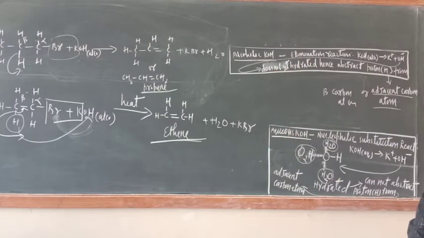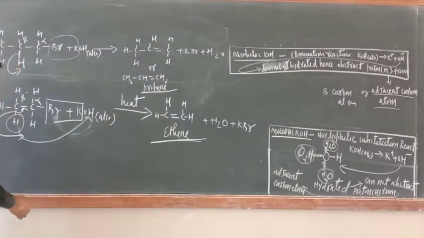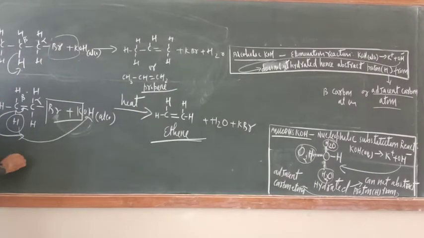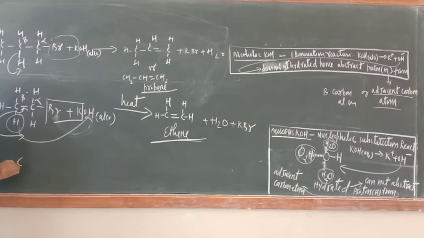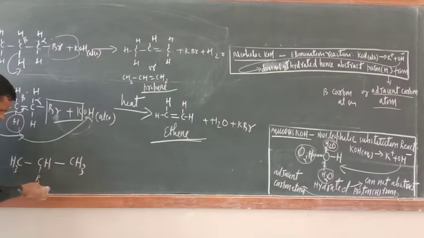Suppose 2 degree alkyl halide you have taken. Then in 2 degree alkyl halide, 2 beta carbon atoms are there. Just write 2 degree alkyl halide. Just see, CH3, here CH and here CH3. Here what is there? Br. It is better to take a bigger one.